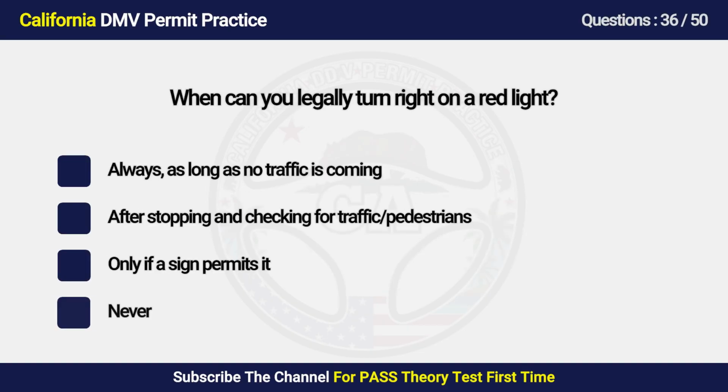Question 36. When can you legally turn right on a red light? A. Always, as long as no traffic is coming. B. After stopping and checking for traffic. C. Only if a sign permits it. D. Never.